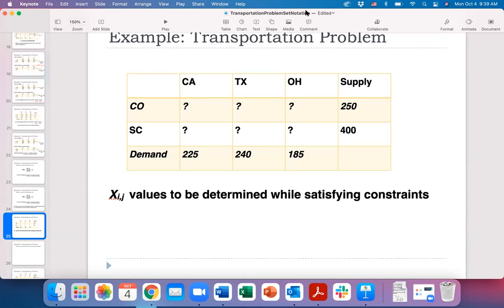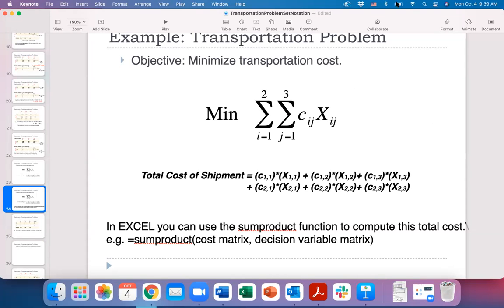And that's it for the objective function. Next video, we'll talk about how to express everything in set and summation notation for constraints. But this is it for the objective function.